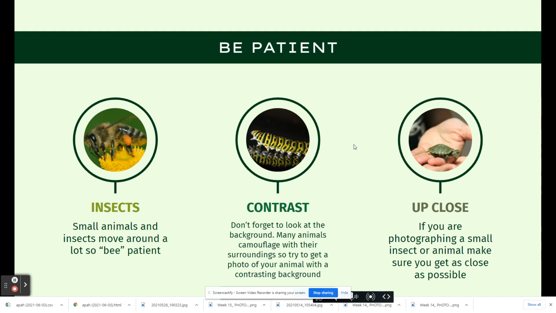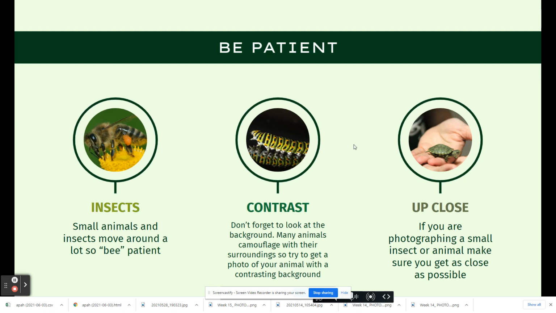When it comes to contrast, don't forget that many animals can blend into their surroundings, especially if they're an outside animal and not a pet. So you have to think about what the background is. You might have to angle your phone to get more of the sky as a background to have some contrast so you can see that animal better.